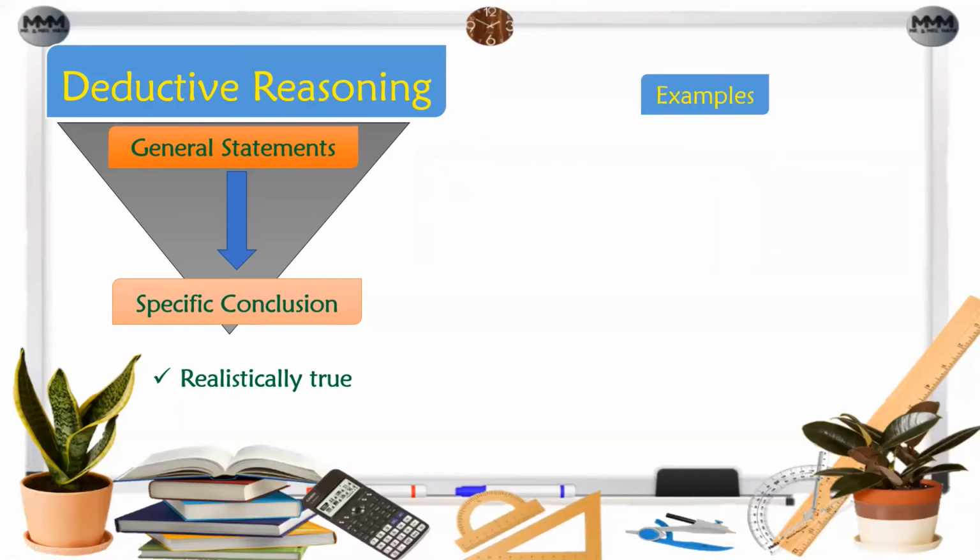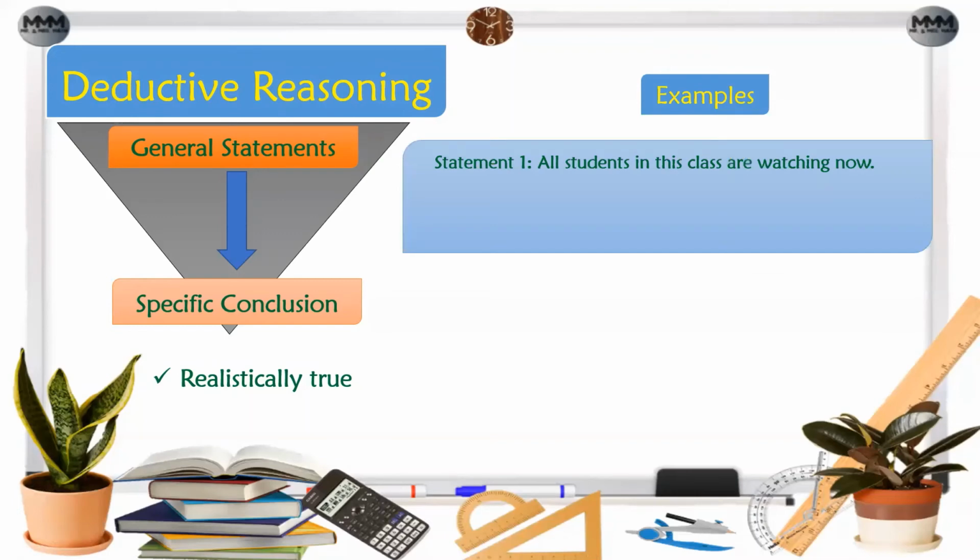Now let's have some examples. For statement number 1, we have: all students in this class are watching. That would be our first general statement. Next, say that John is a student of this class. So in that case, from the given two statements, we can conclude that John is watching now. Our conclusion is very specific, right? From general statements. So that's it.